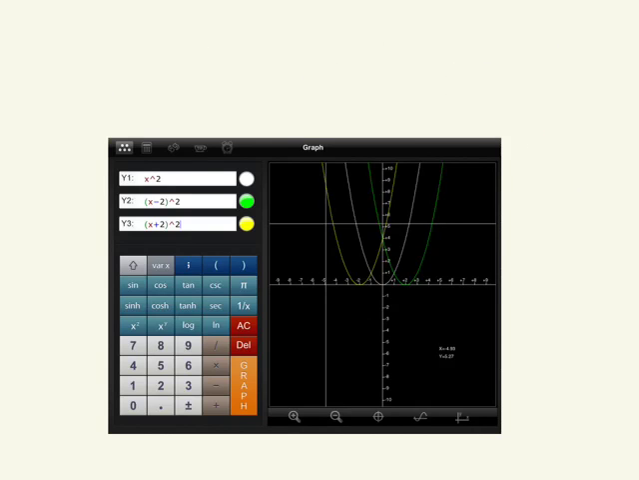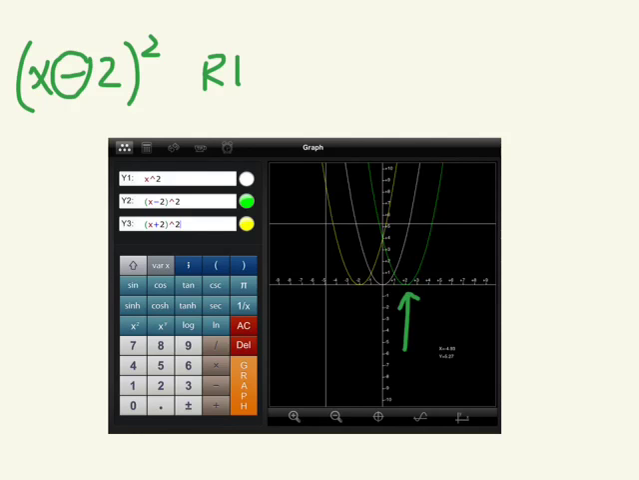Okay, so as we can see, we have our parent function, which is y equals x squared, which is right at the origin. I'm not stretching or compressing these. I'm only moving them to the left or right. If it's x take away 2 squared, it moved to the right. So when it's subtract, it moves to the right because this is actually a positive number.